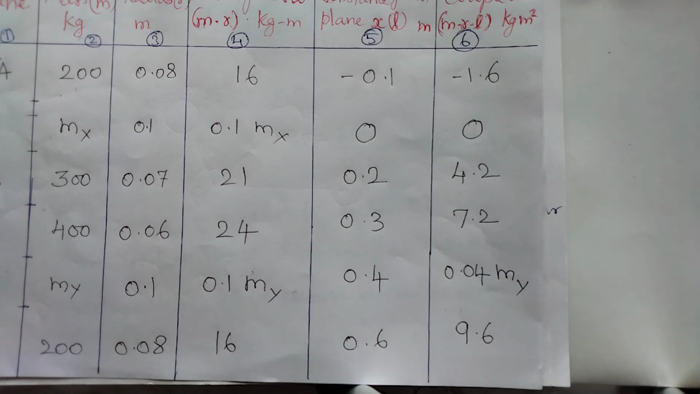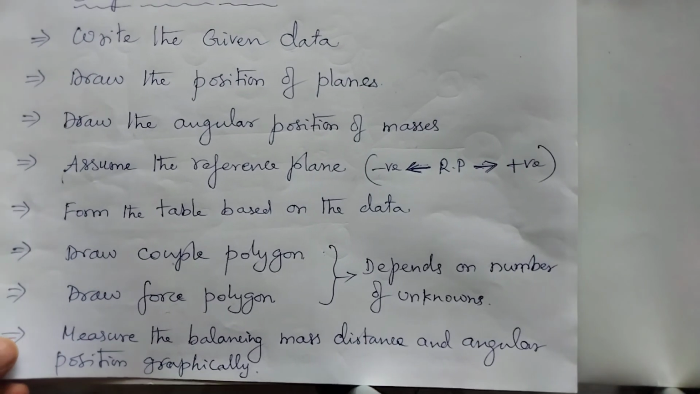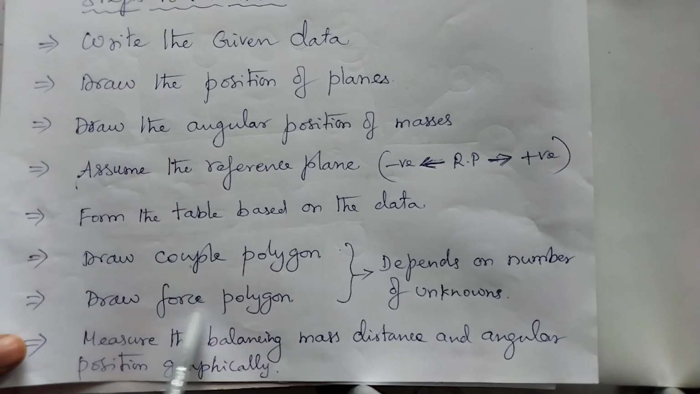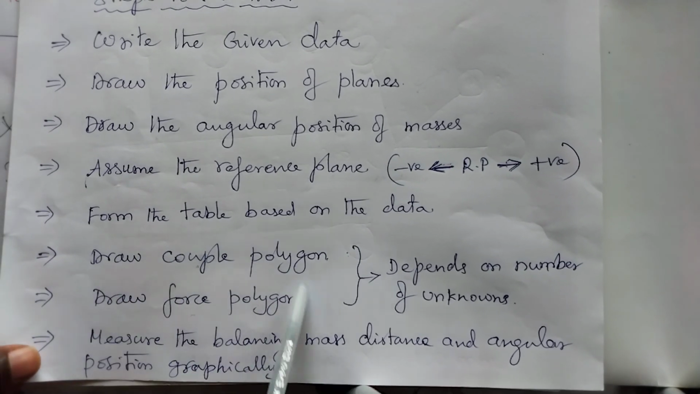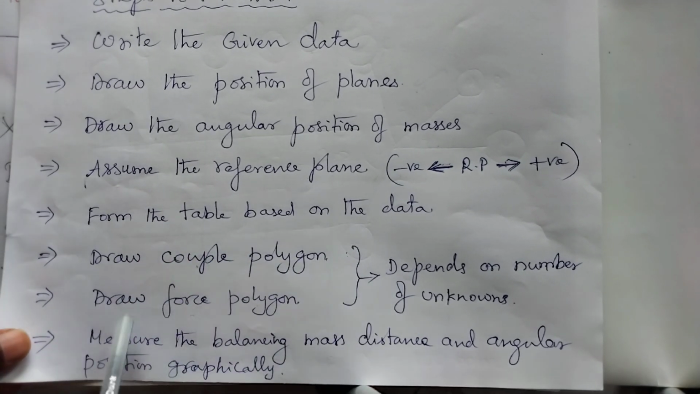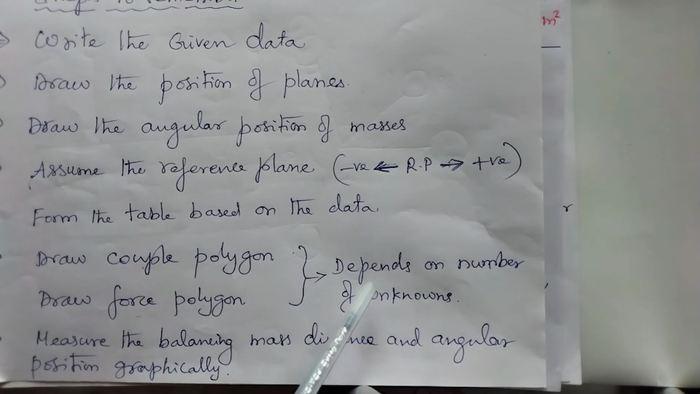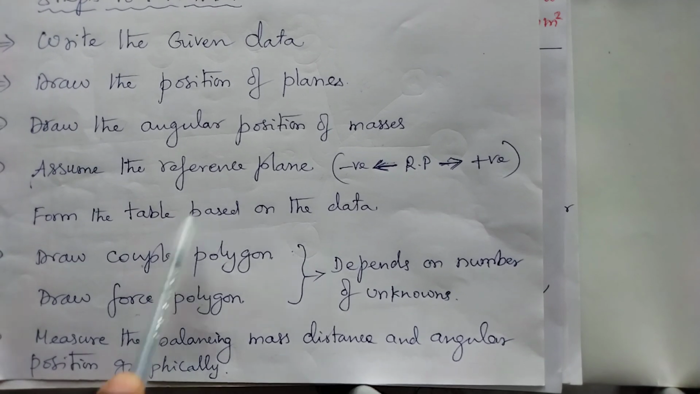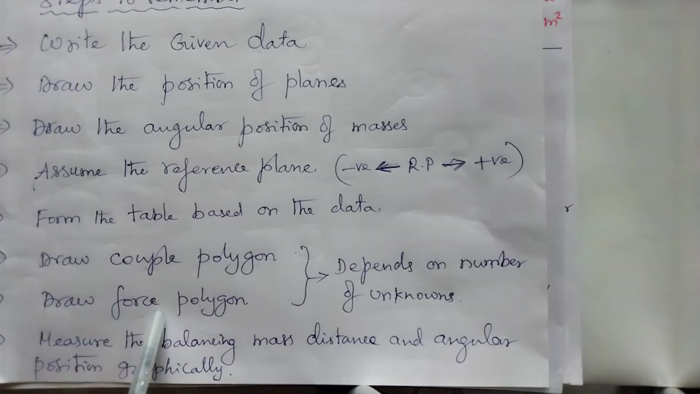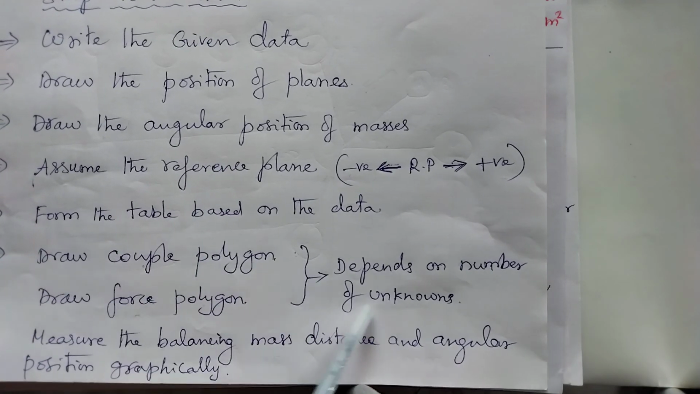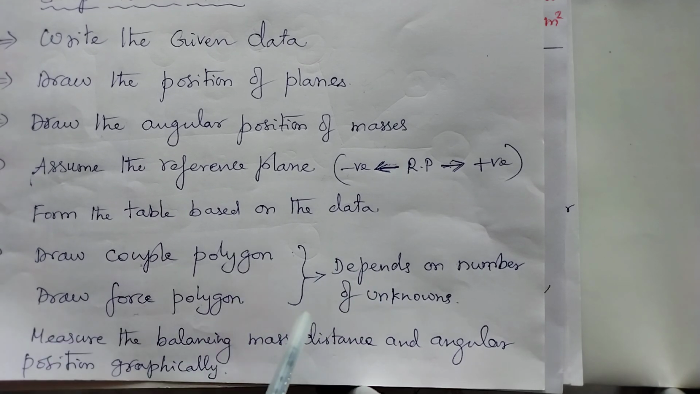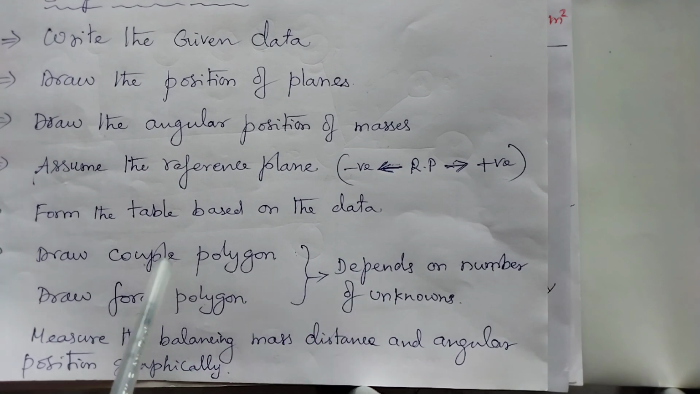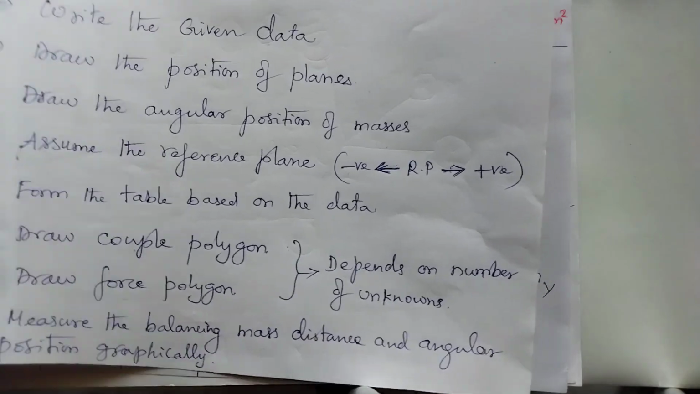Once you have formed this, the next step is to construct the couple polygon and the force polygon. In order to balance, you need to draw these two diagrams, but the condition depends on the number of unknowns. In the couple polygon column, you have to check the unknowns. Similarly, in the force polygon column, you have to check the unknowns. Whichever column has the least unknowns, that is the one you draw, either the couple or the force polygon.